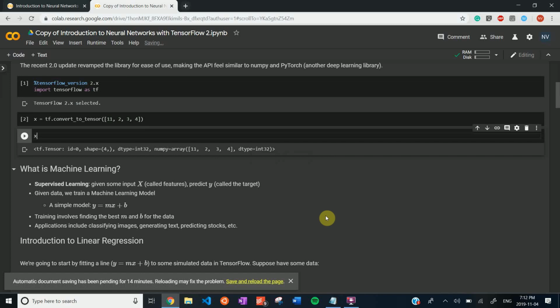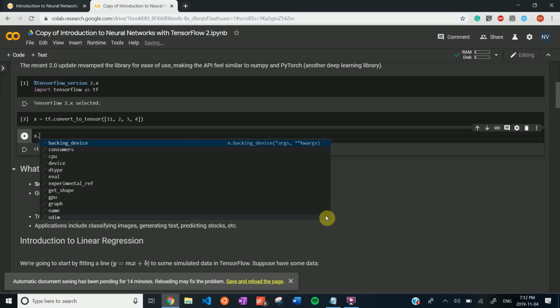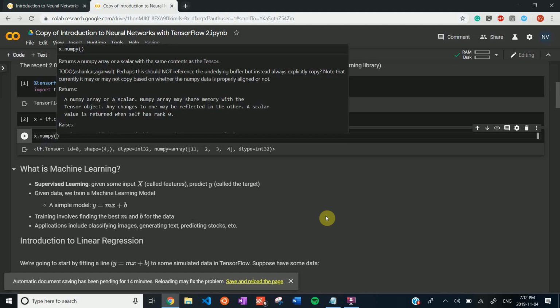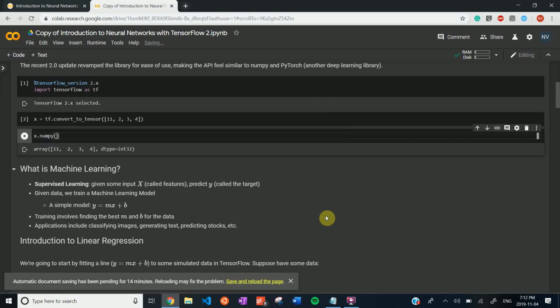You'll notice a couple things. A tensor has an ID, and every new tensor that's created will get an ID. That's not too important. It has a shape, a data type, whether that's integer, floats, etc., and you have the actual values. If you want to extract the value out of this tensor, you can just do .numpy, which will give you a NumPy array to work with.